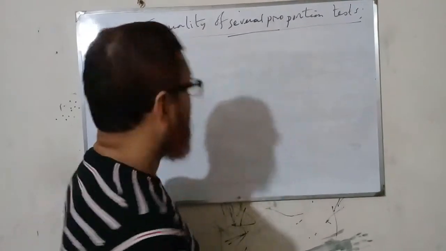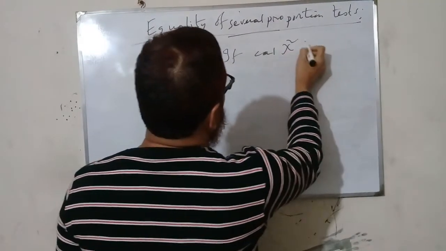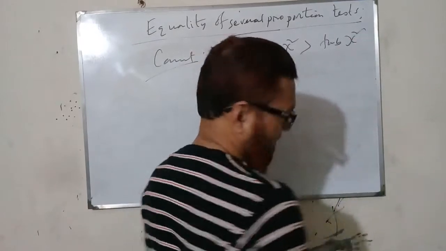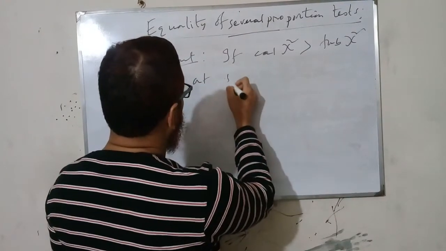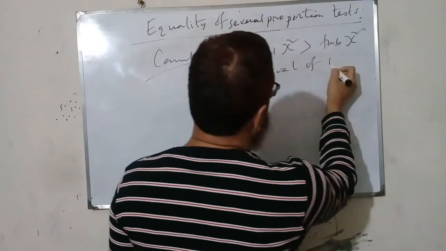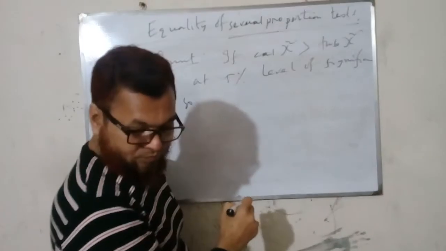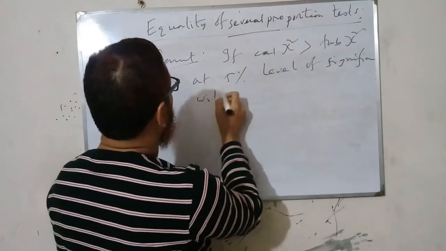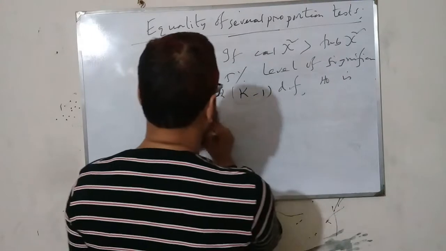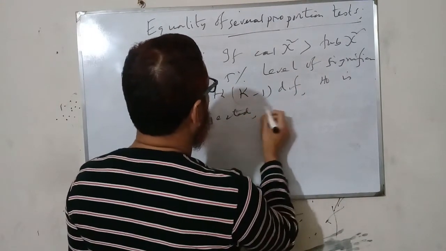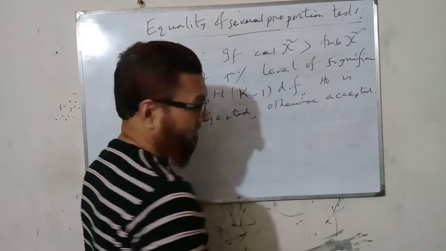And next, comment. As usual, if calculated chi-square is greater than tabulated chi-square at 5% level of significance with k minus 1 degrees of freedom, H0 is rejected, otherwise accepted.